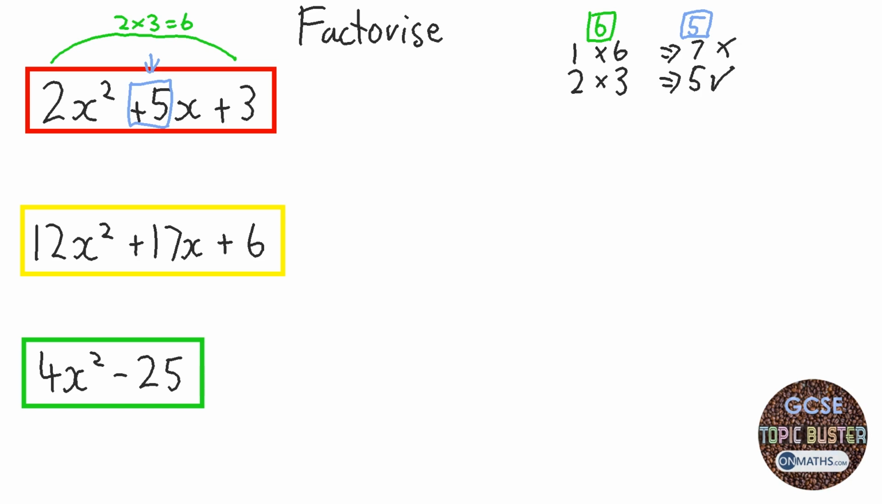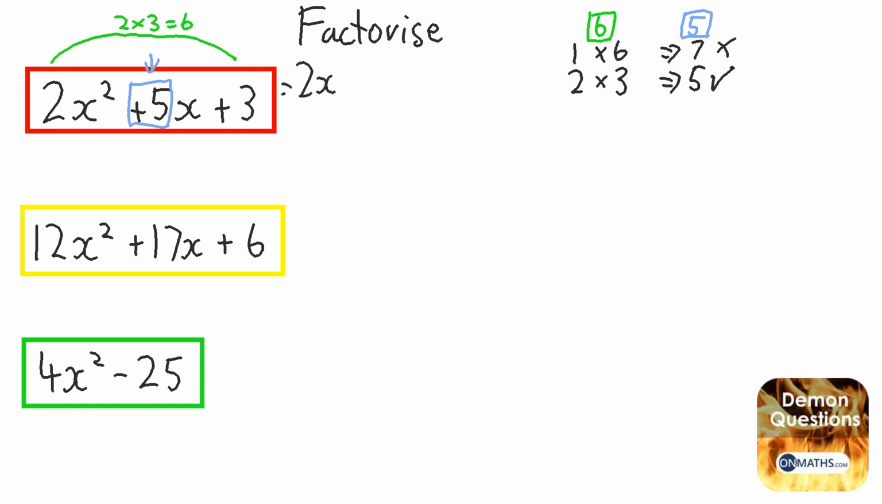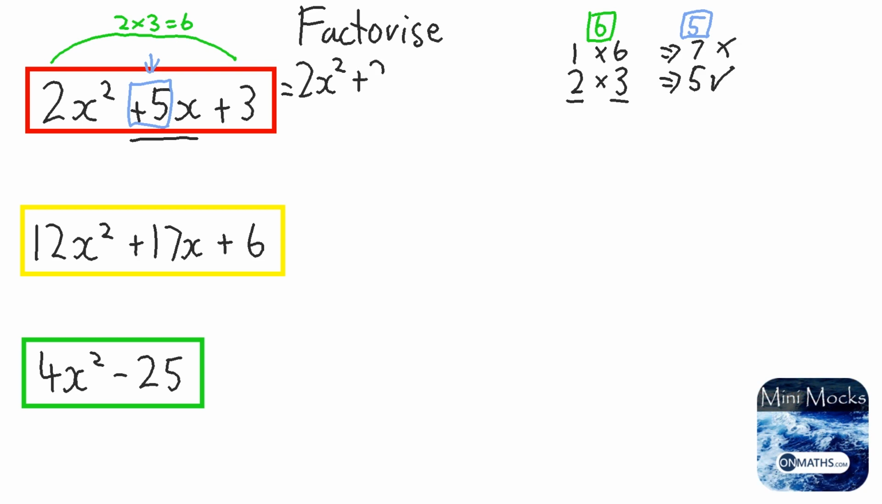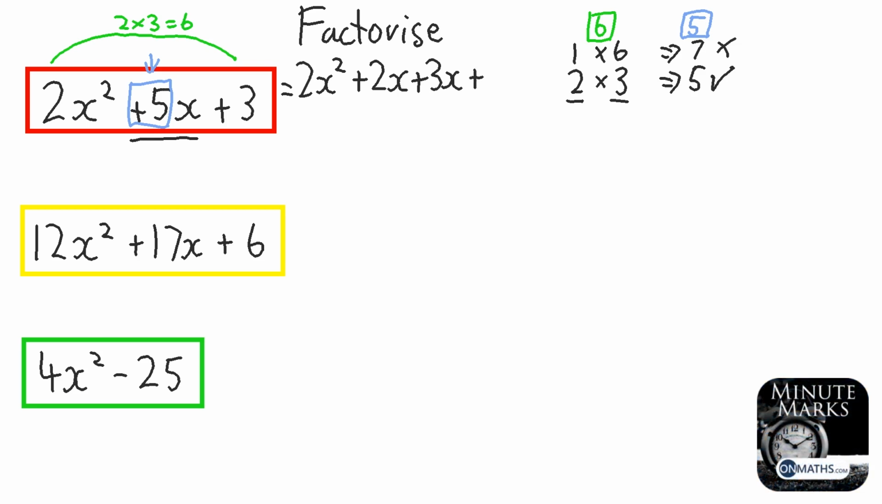Okay, now this is where the method gets a little bit more complicated, but if we've done the first 2 steps, this is quite an easy step. So you just need to write the question again, so 2x squared, but instead of writing the 5x there, I'm going to split it up into the 2x and the 3x. So I'm going to say plus 2x plus 3x. And then I'm just going to copy in the plus 3 from the question. So all I've done is split that plus 5x into a 2x plus 3x. It means the same thing.